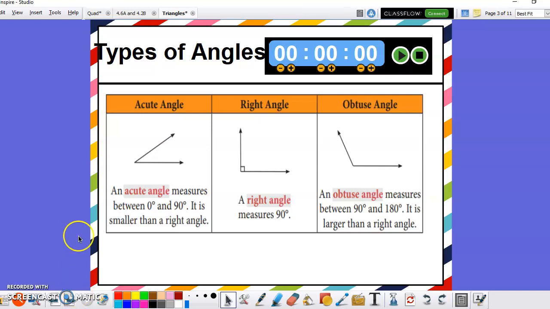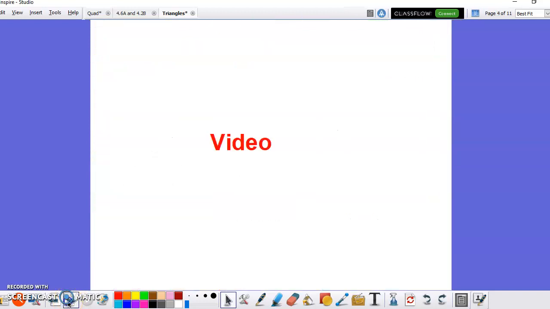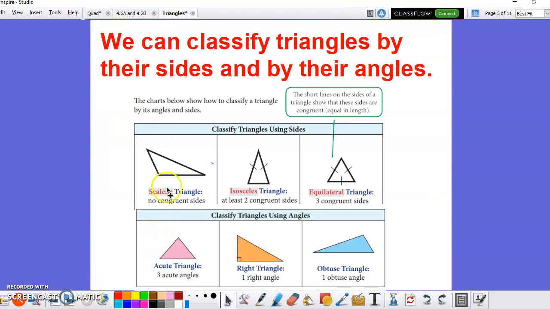A right angle goes straight up and down, looks like an L. It measures exactly 90 degrees. And an obtuse angle is larger. It measures anywhere from 91 to 179 degrees. So now we're looking for these different types of angles inside of a triangle. So here we have an acute triangle when we're looking at the angle on the inside. Here we see a right angle, and then we see an obtuse angle. Here's our obtuse angle.